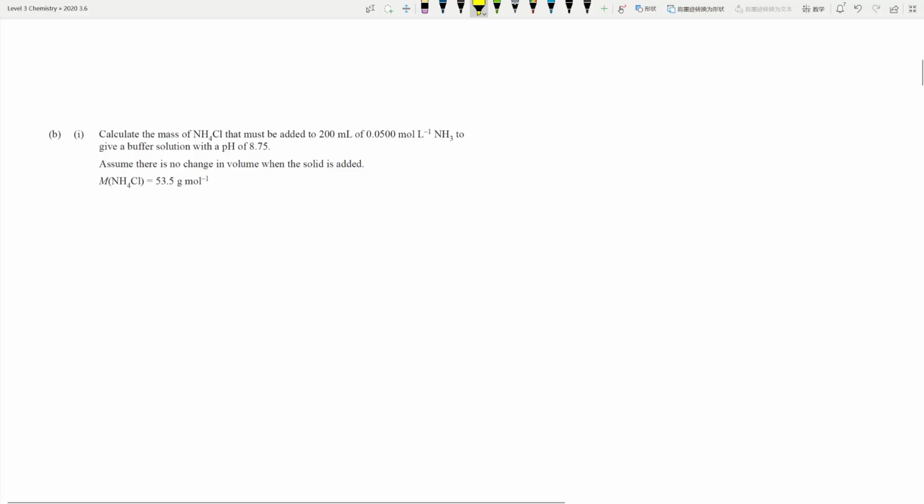All right, next one. Calculate the mass of NH4Cl that must be added to 200 mL of 0.5 mol per liter NH3 to give a buffer solution of pH 8.75. Assume there is no change in volume.